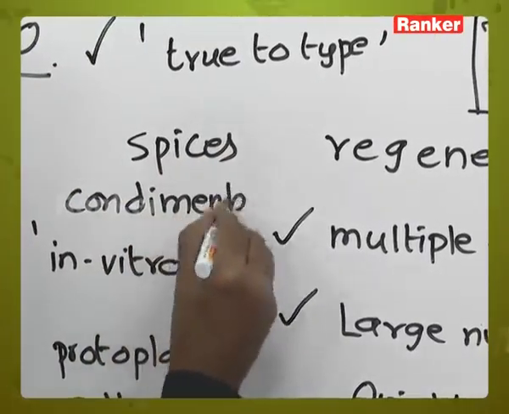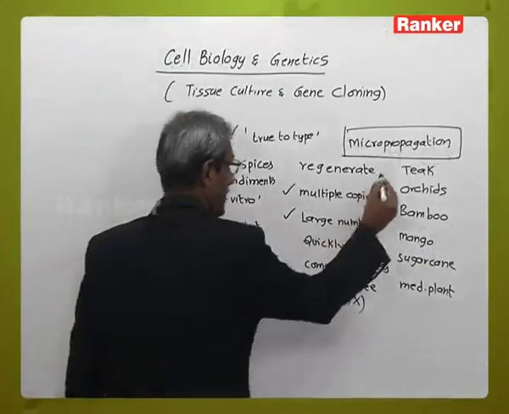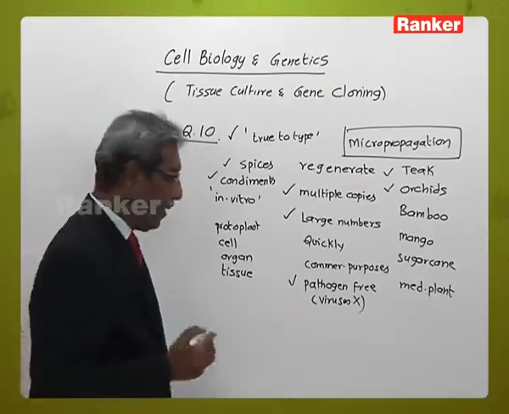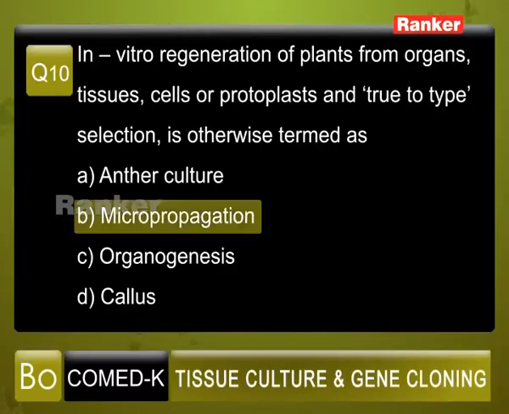So micropropagation is a very important technique, especially with relation to multiplication of spices, condiments, as well as teak and orchids. Now here the right answer is B.